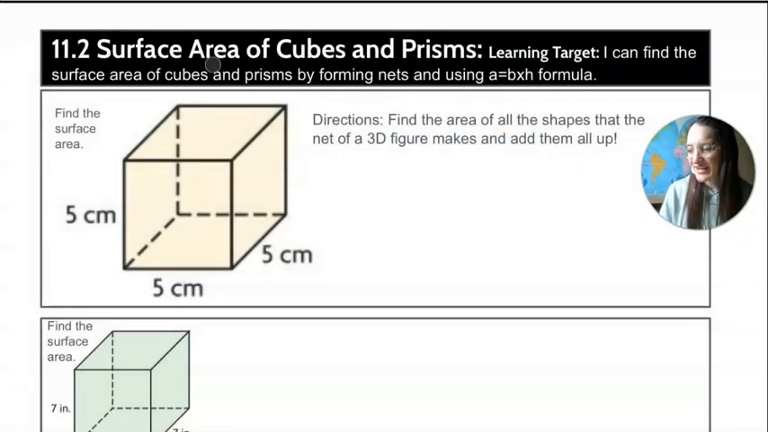Today we're going to be finding the surface area. Area should sound very familiar, right? But the surface area, and we're going to find them of cubes and prisms. You know what cubes and prisms are from last lesson.